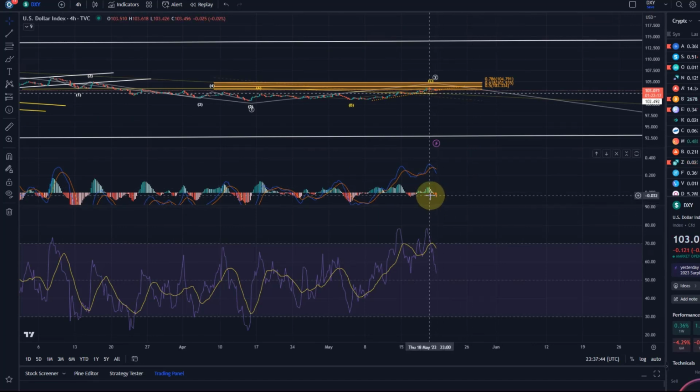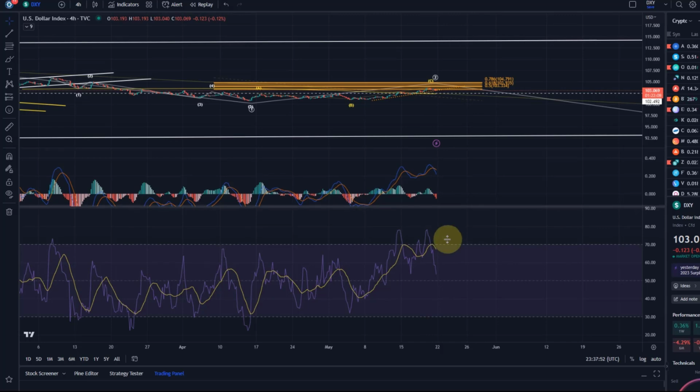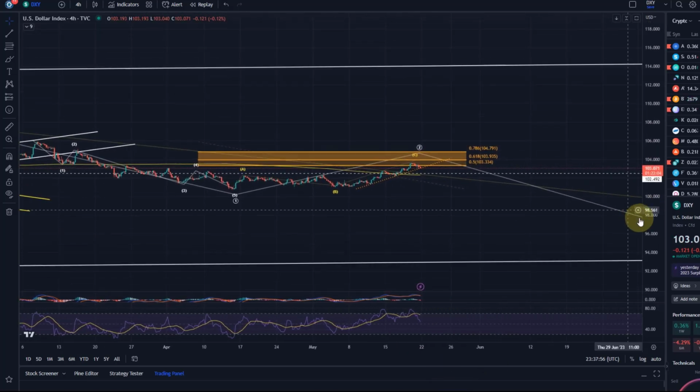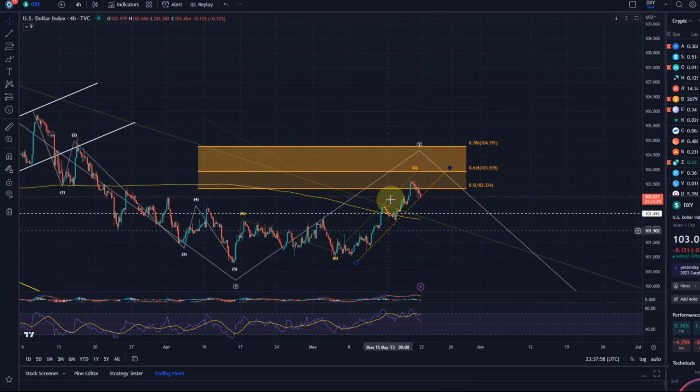Negative momentum is already increasing on the MACD. The RSI on the 4 hour is still fairly high, so it has more space to fall. So I think all of that would add up to the idea that we could have topped, but I need to see a break below the trend line to have a first good confirmation. And then obviously, as I said, a break below the B wave low will give us further clarity.